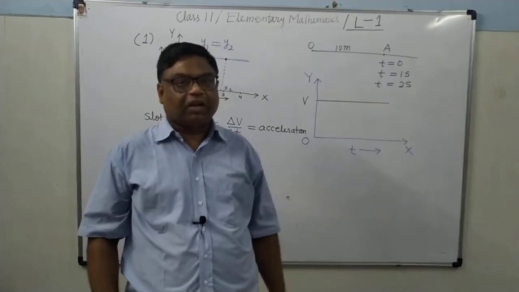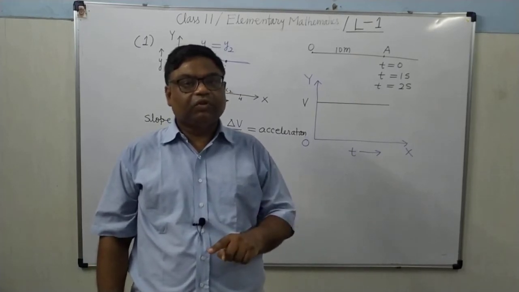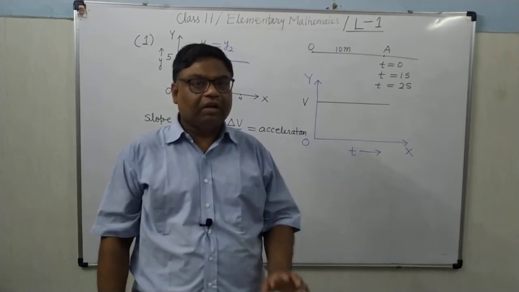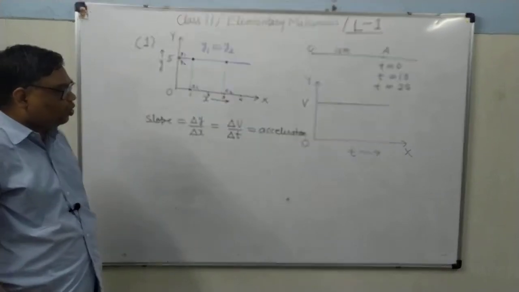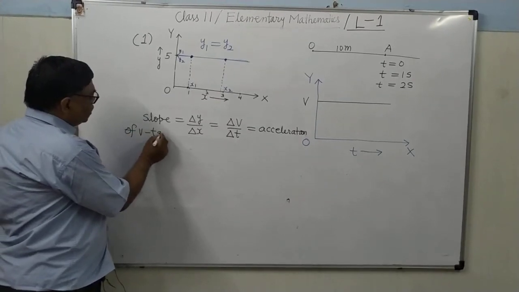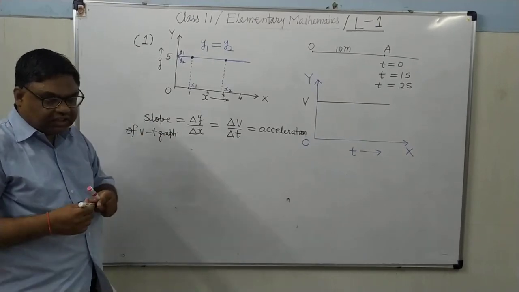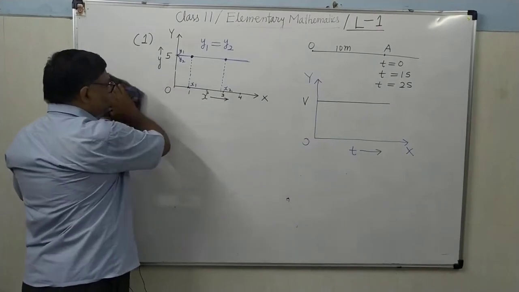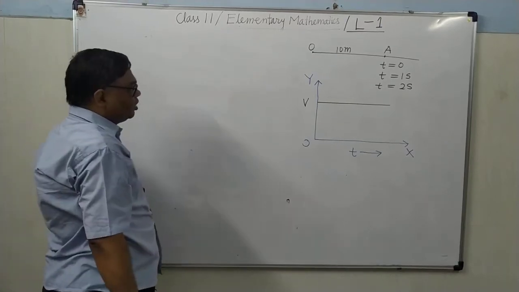This thing should be very clear. Whatever be the shape of the graph, if it is a displacement-time graph, then slope means velocity. If it is a velocity-time graph, then slope means acceleration. That you remember. Is it clear? That I have already noted here: slope of the velocity-time graph is equal to acceleration. Here acceleration is 0. Then, as we know, the motion will be of what type? That motion will be uniform motion. Uniform motion. Is it clear?